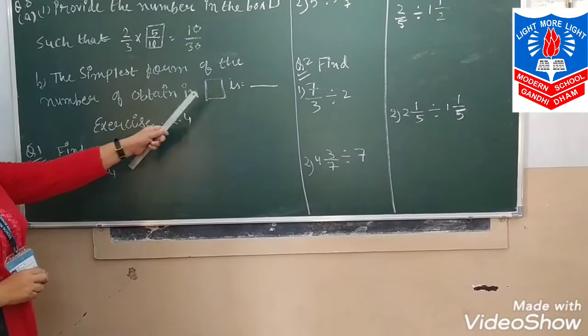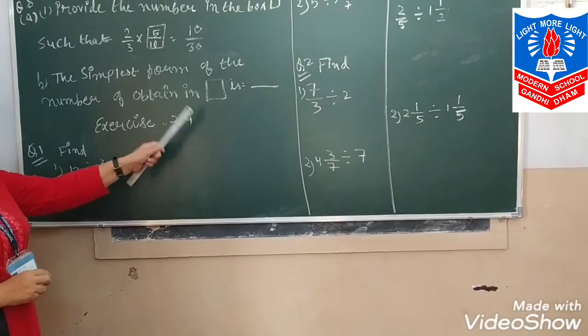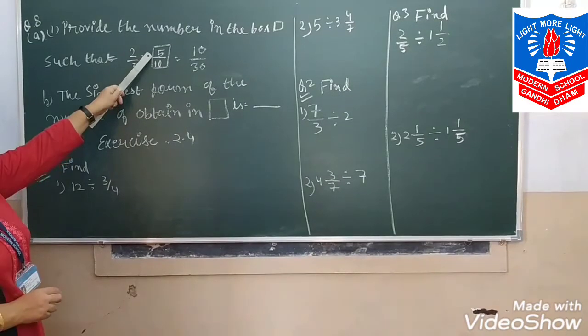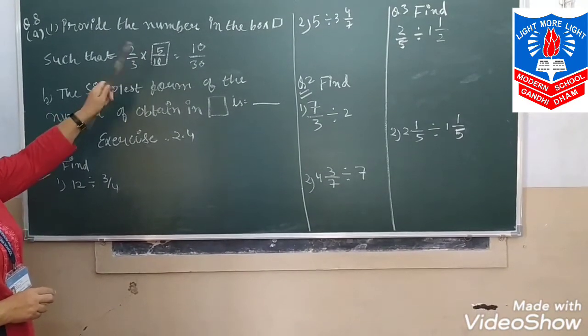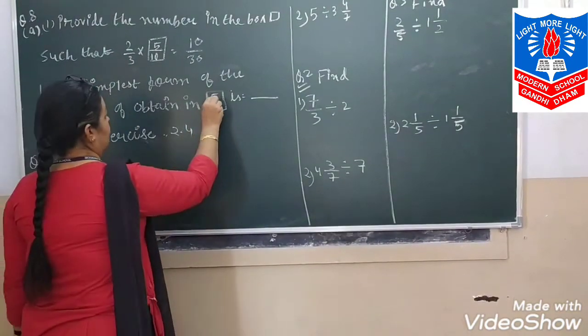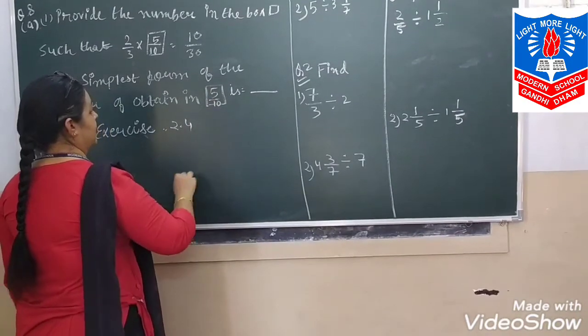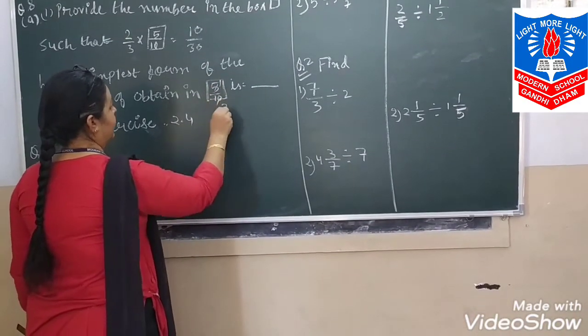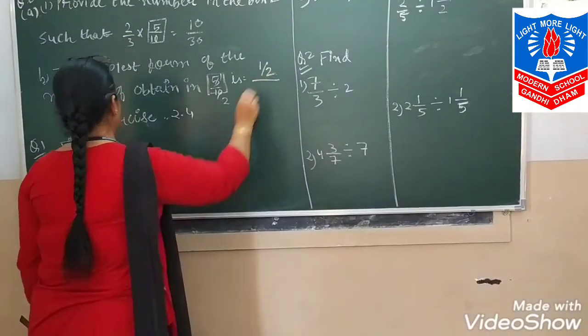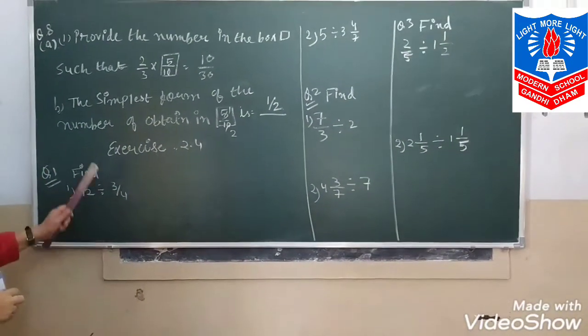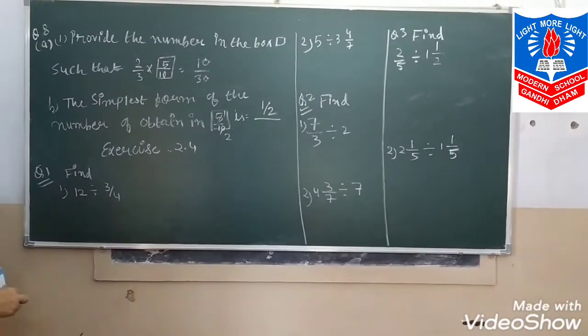Second, write in the box the simplest form of the number. Which number do we obtain in the box? 5 upon 10. Simplest form: 5 ones are 5, 5 twos are 10, so it is 1 by 2. Let's come to exercise 2.4.